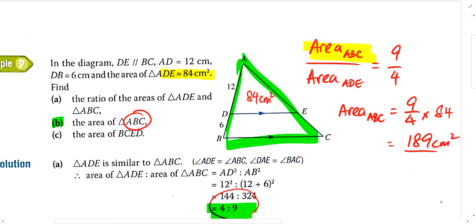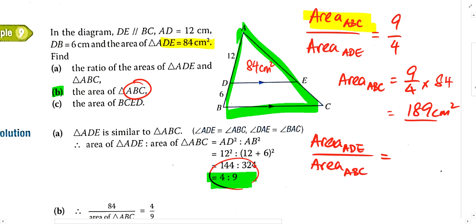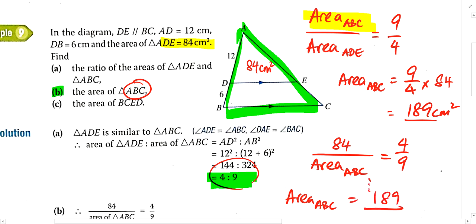189 square centimeters. What happens if I randomly choose, for example, to put area of ADE over area of ABC? What is this ratio now? 4/9. If you want to do the substitution, you're going to end up with area ADE being 84 over here. So when you want to find area ABC, you may need to do a few more steps before you get the same answer of 189. Understand what I'm saying? Because now the unknown is in the denominator. So this is just a little trick for you to save a few steps and minimize your careless mistakes.